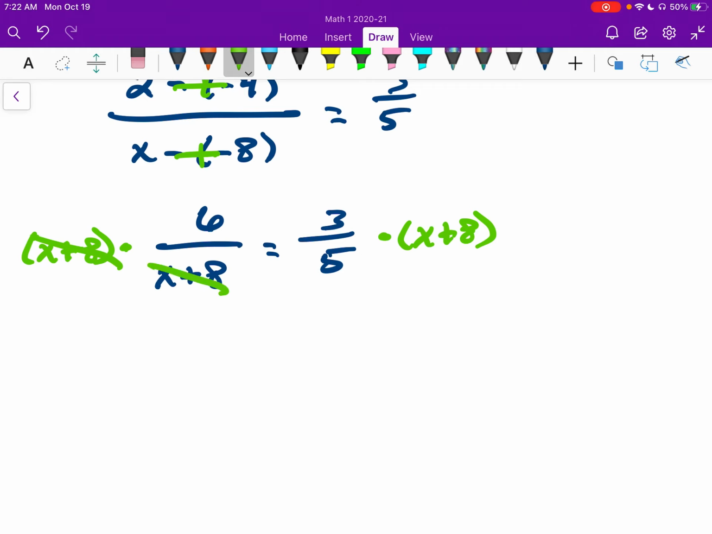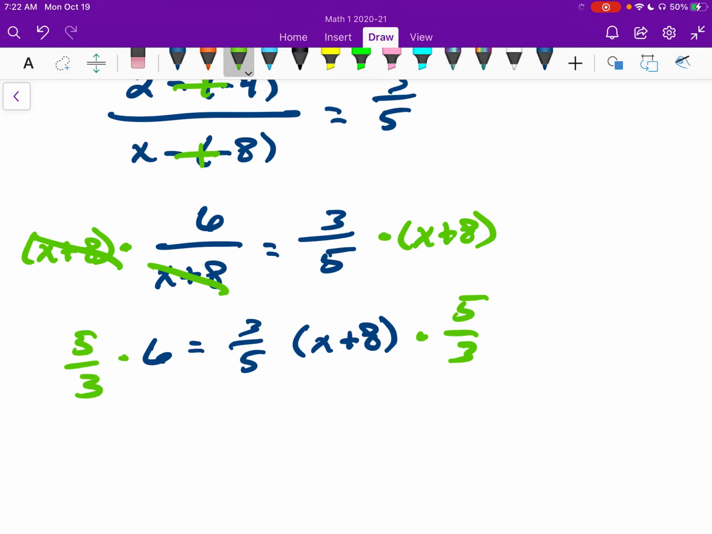On the left side, they're going to cancel. On the right, I'm going to have 6 equals 3 over 5 times x plus 8. Now, just like last time, I'm going to do a little bit of fancy math here, and I'm going to multiply by the reciprocal. I'm going to multiply by 5 over 3. So what that does is that cancels out this fraction completely.